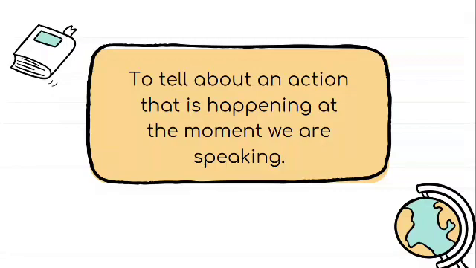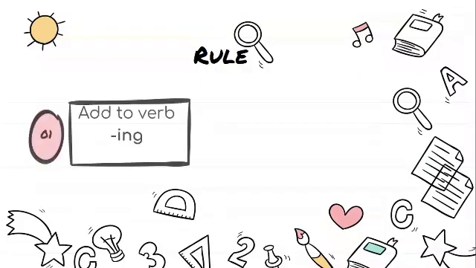So right now, this moment that I'm speaking, I'm explaining the lesson, okay? Now, in this moment, you are paying attention to the video, okay? In this moment, you are learning a new topic, okay? So that is present continuous tense, okay? That is present continuous because we are doing an action right now, okay? So we're going to see one rule, and here is that we have to add to the verb ing, okay?